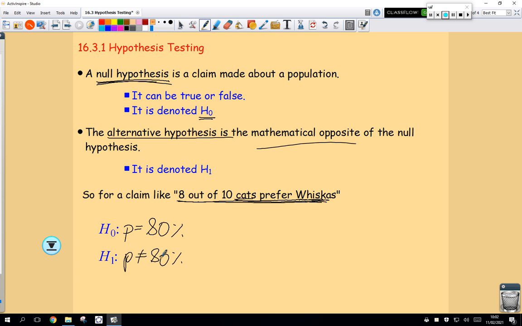Okay? And in every hypothesis test we're asked to carry out, our opening step should be to make a note of what is the null hypothesis, what is the alternative hypothesis, and translate them into mathematics early.